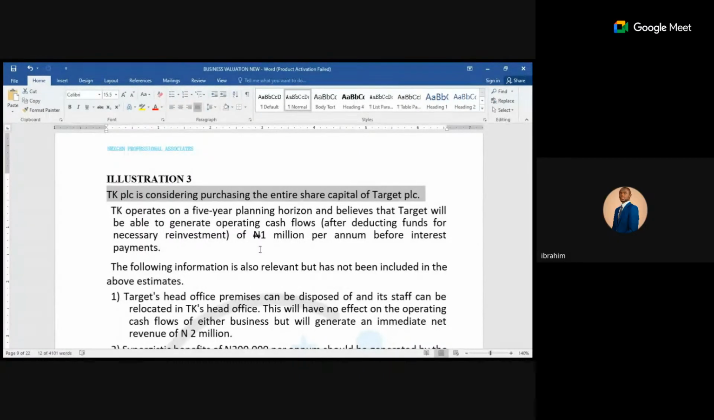Is that also cash flow? And don't forget that we have different methods of valuation. Is that also the asset based, the income based, the dividend valuation, and what else? The last one is what?